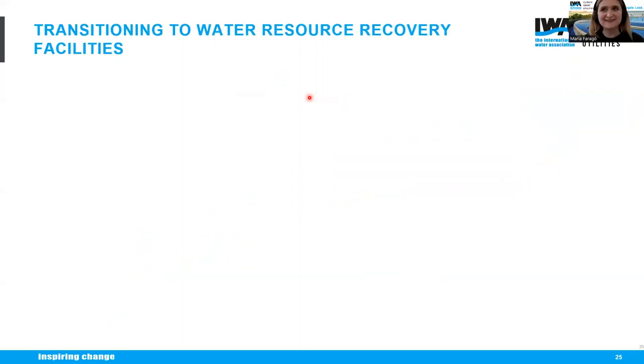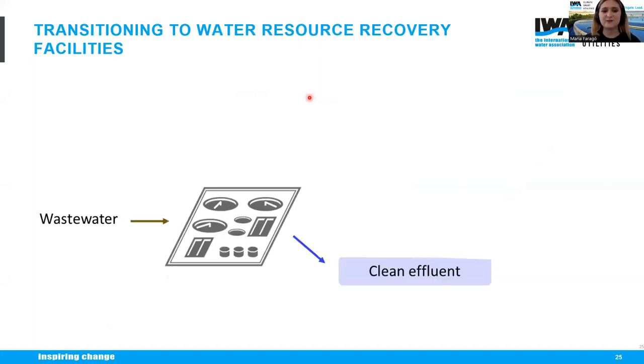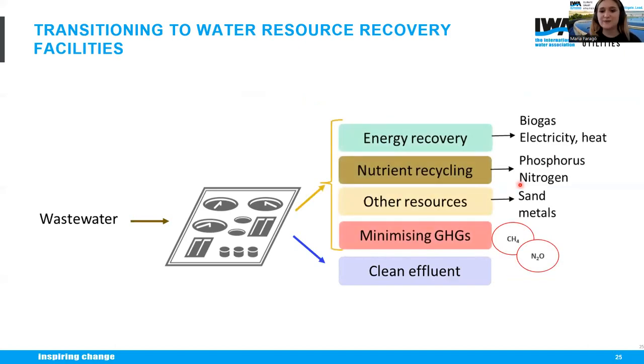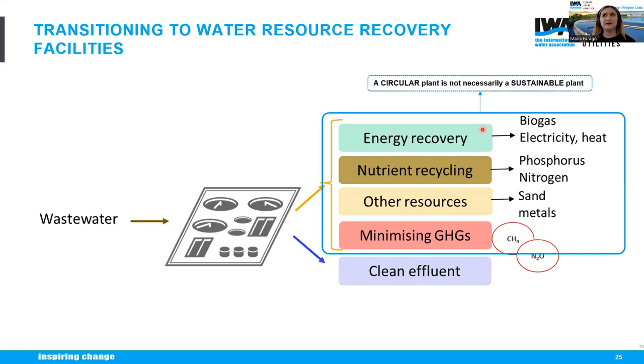The reason why I actually use and apply LCA a lot in wastewater treatment plants is because we are transitioning to the concept of water resource recovery facilities. Our wastewater treatment is not aimed only at cleaning the effluent anymore, but also at recovering resources, for example energy, like biogas, electricity, and heat, but also nutrients. We are also trying to minimize greenhouse gas emissions as much as possible. So we tend to think that circular plants are sustainable.